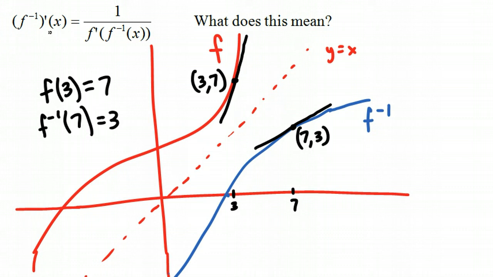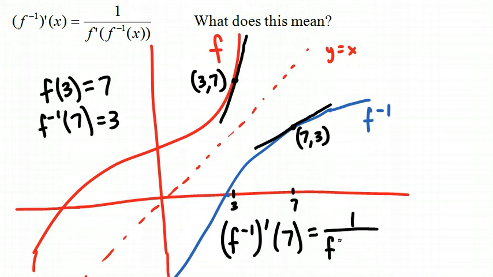Now, why does that formula tell us that? Well, this formula has to be true for all values of x. So in particular, it has to be true for x equals 7. So let's just plug in 7 into this formula and see what we get. So what I would say is f inverse prime of 7 is equal to 1 over f prime of f inverse of 7. We just plugged in 7 for x in both of these spots.